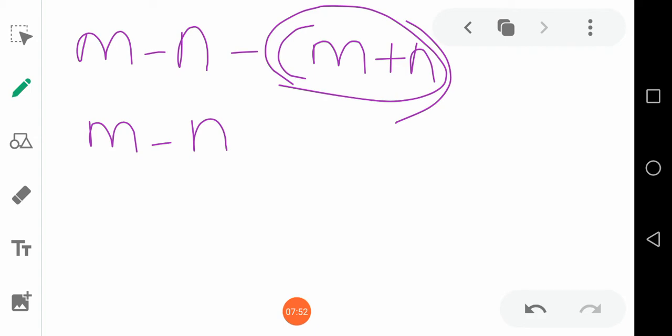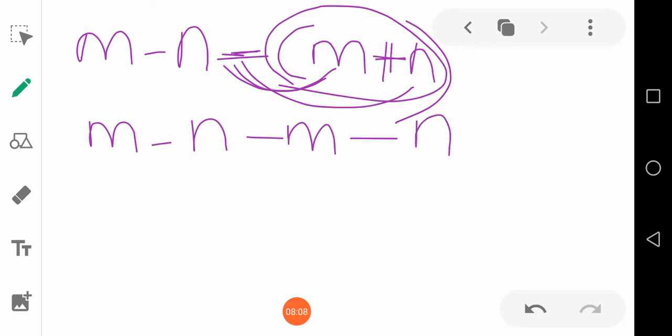Now, we are going to open this bracket. Whenever you are opening the bracket, we have to remember something. This minus we are going to distribute to these two terms. So, minus into m will be minus m. Here plus, here also minus. So, plus into minus, it is minus only, right? So, write it as minus.